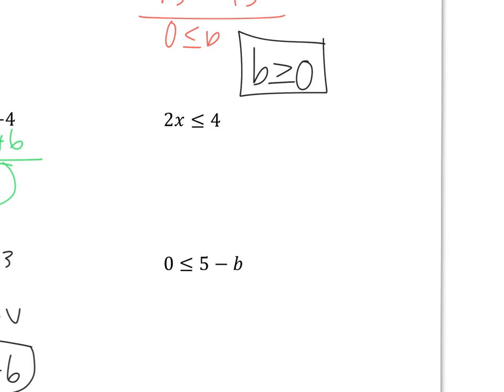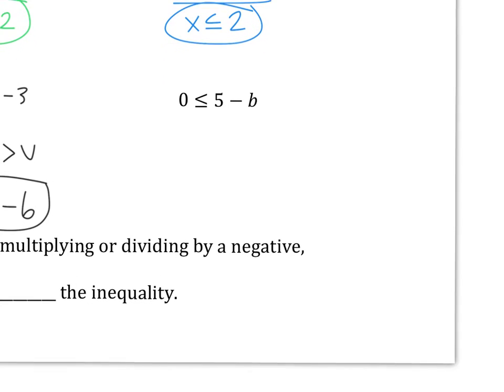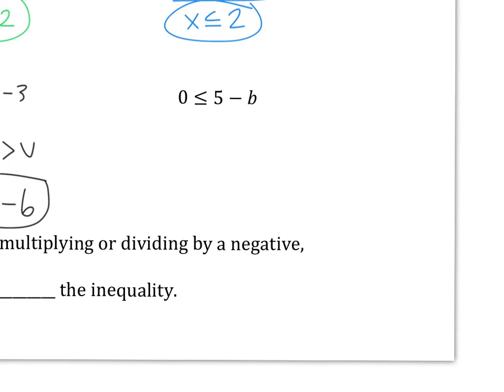All right, 2x is less than or equal to 4. I will divide by 2 and get x is less than or equal to 2, and no dividing by a negative, so that's my answer. Some of them are really pretty simple, but let's look at this last example.